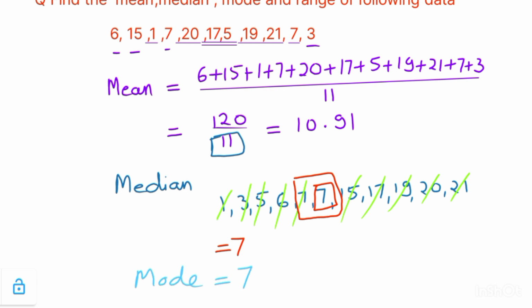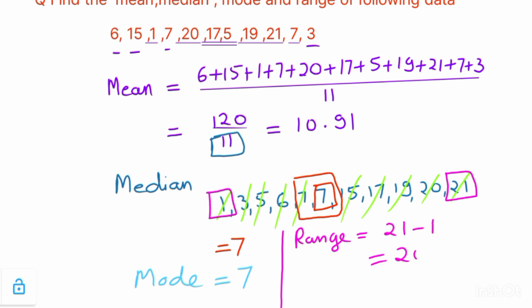Now for the range, what is the range? Range is the largest number minus the smallest number. So the largest number is 21 and the smallest number is 1. So the range is 21 minus 1, that is 20.